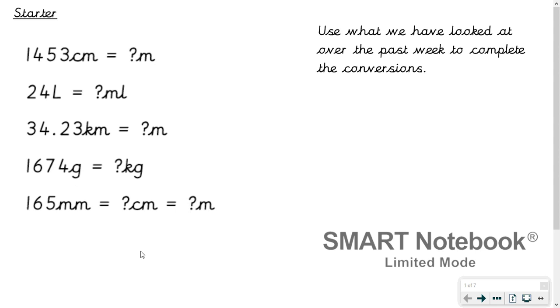Bear in mind the last one, I want you to convert to centimetres and metres, but it might be easy to do centimetres and then do that into metres for me. Okay, so pause it, have a go, and then we'll talk through the answers.